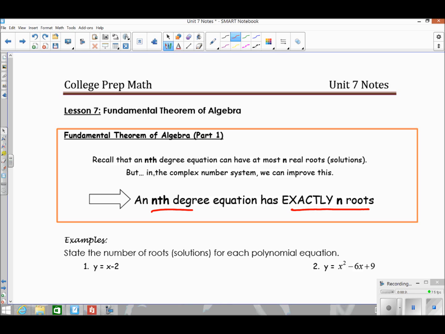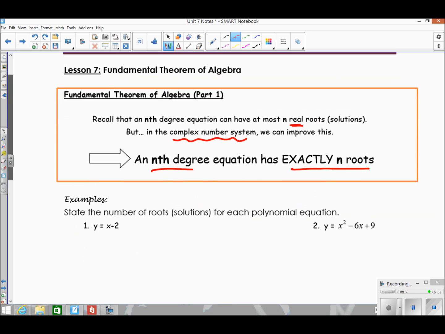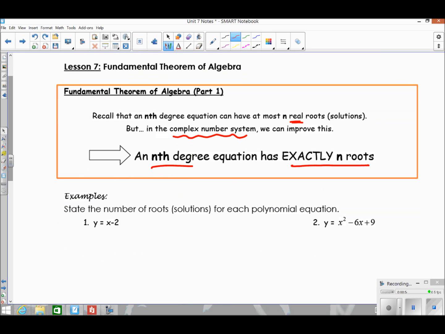Now, typically we know that an nth degree equation can have at most n real roots, but in the complex numbers, if we also include the complex numbers, that means that we have exactly n roots. So this just means that we could have some real numbers and complex numbers to get that total number of roots, which we've seen this entire time. So basically you just look at the exponent, the highest exponent, and that's how many roots you're going to have.